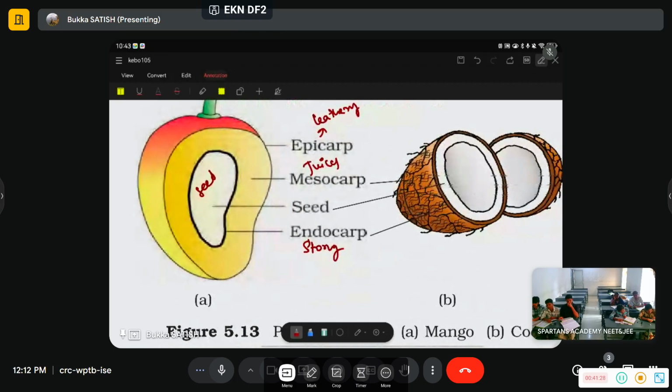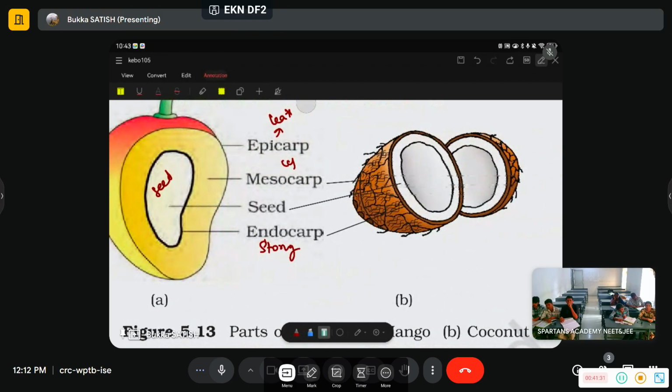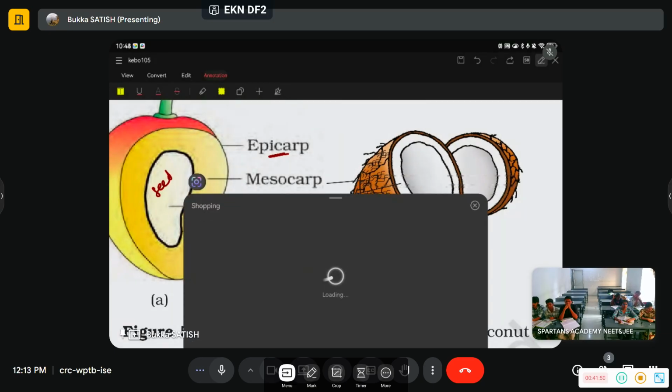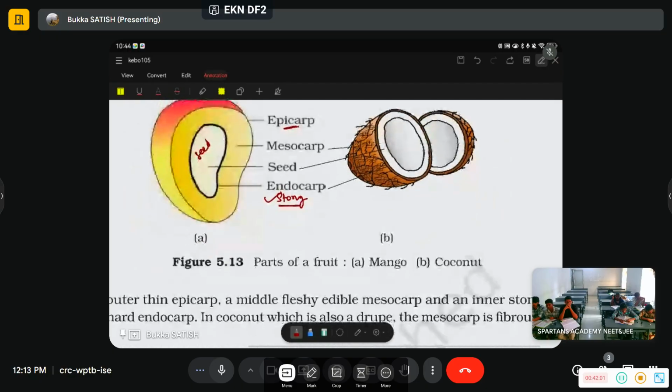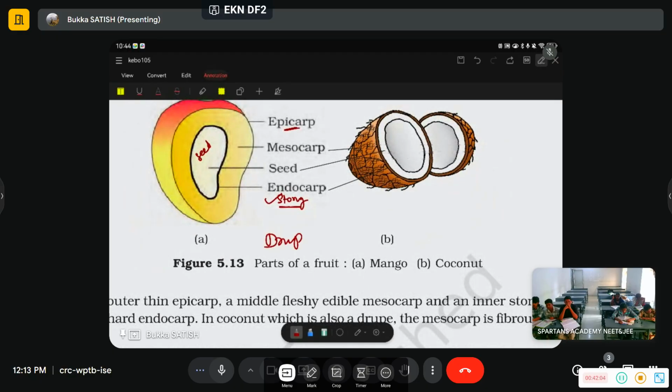The same thing with the coconut also. In coconut, before ripening, the green colored thin sheath is what we call epicarp. That fibrous one is mesocarp, and then comes the stony one, that is endocarp. So in both mango and coconut, the common thing is this stony endocarp. That's why it is drupe. Both are examples for drupaceous fruits.